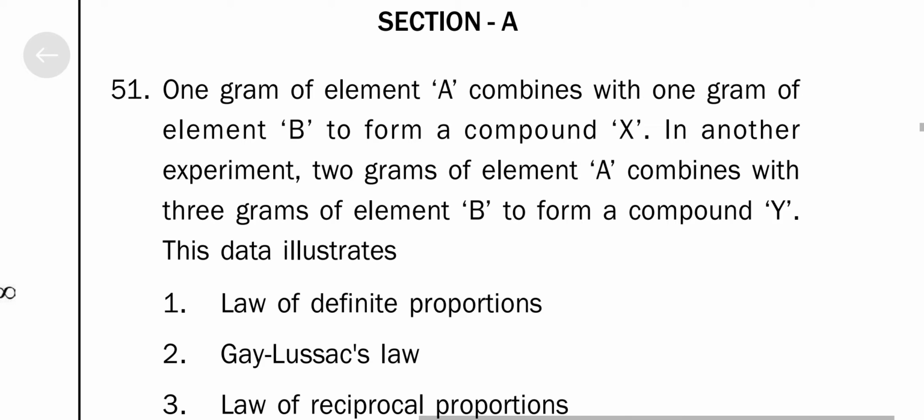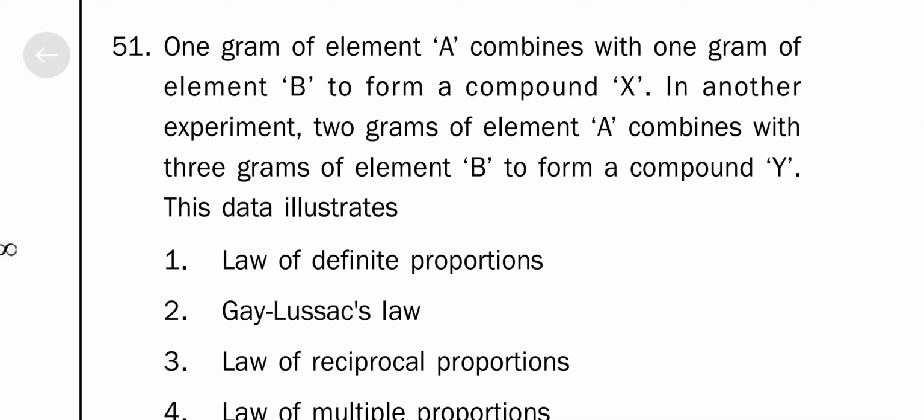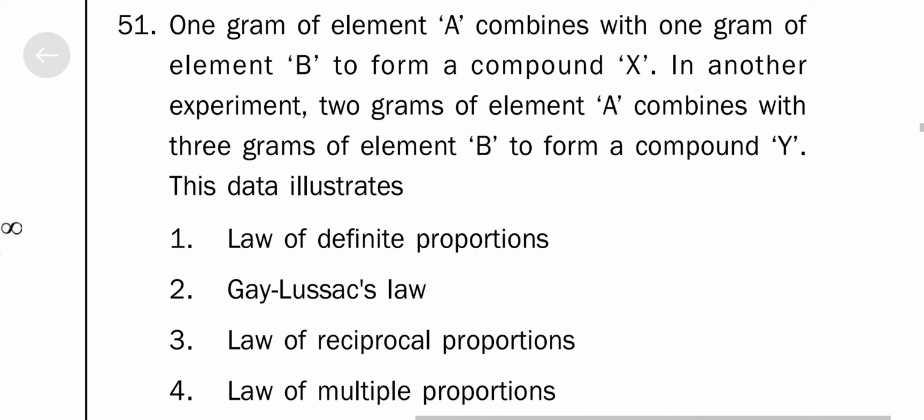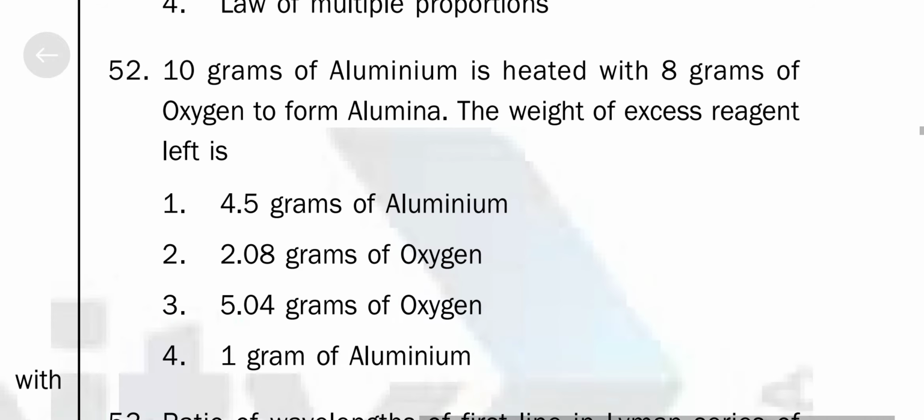Section A. 1 gram of element A combines with 1 gram of element B to form a compound X. In another experiment, 2 grams of element A combines with 3 grams of element B to form a compound Y. This data illustrates, very simple, when it is mentioning about A and B two elements, that is always about the law of multiple proportions. Law of multiple proportions, fourth option.